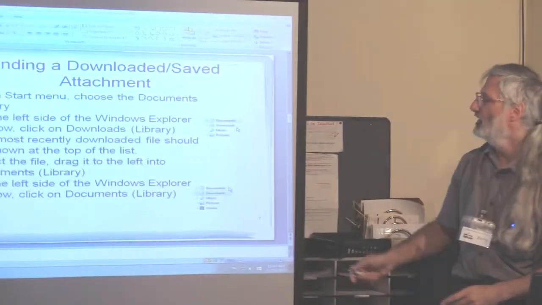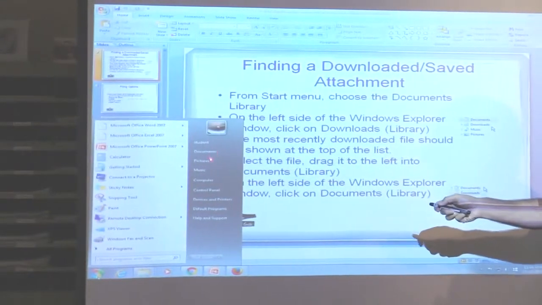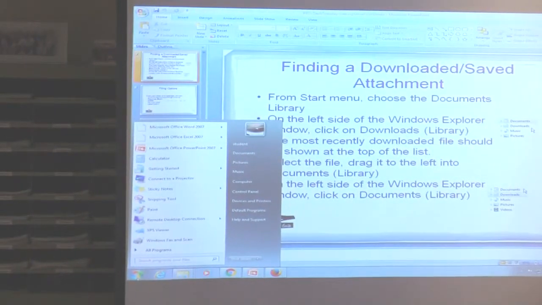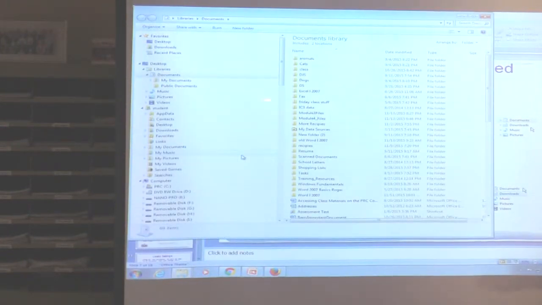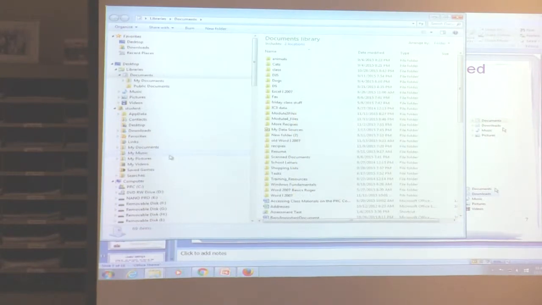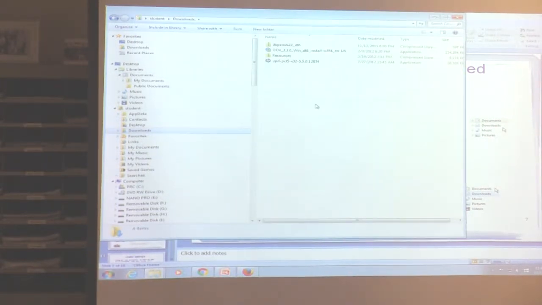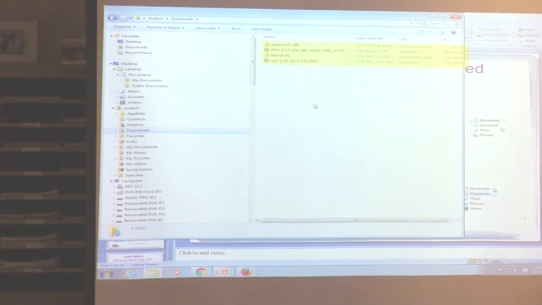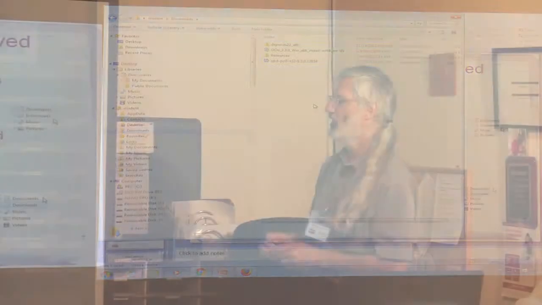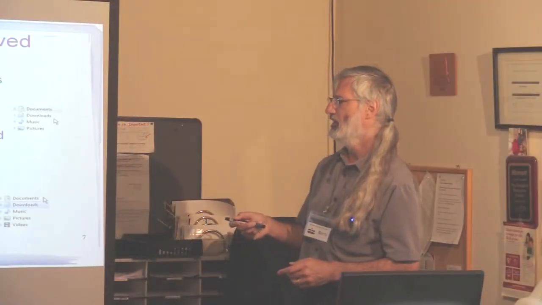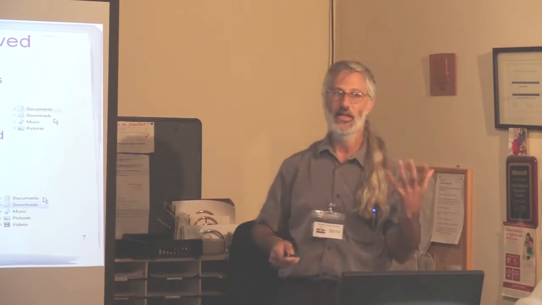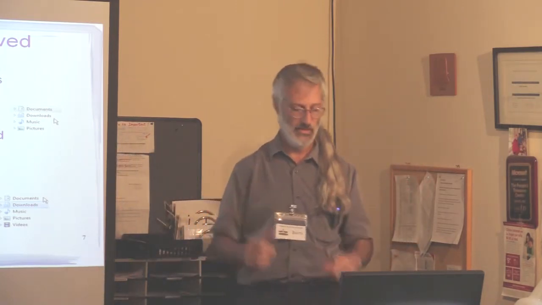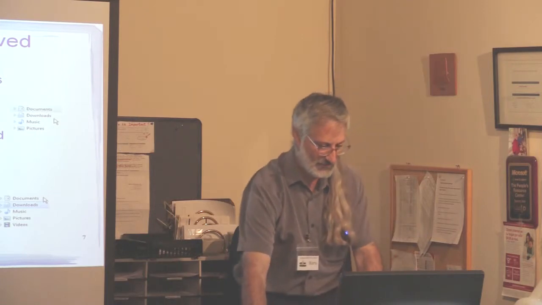Where we have the libraries listed in the Start menu, we show Documents, Pictures, and Music. But if we click on the Documents library, on the left side, if you then click on Downloads, it will show you the files that have been downloaded on your computer through email or through other mechanisms. Then you can drag it over into your Documents library, and you'll find it where you usually look at files in your Documents library.